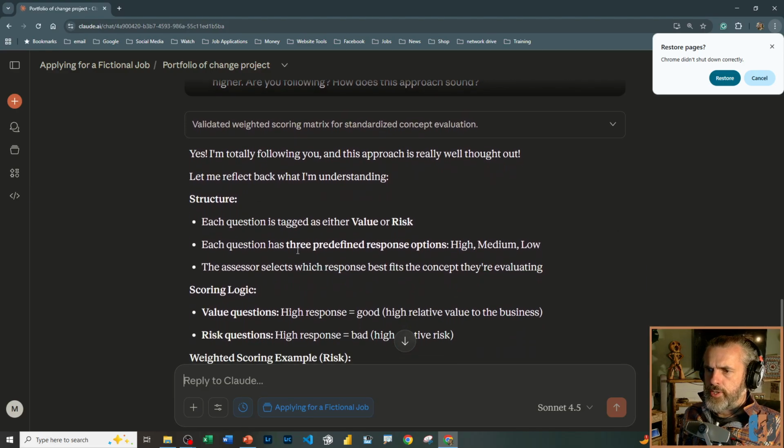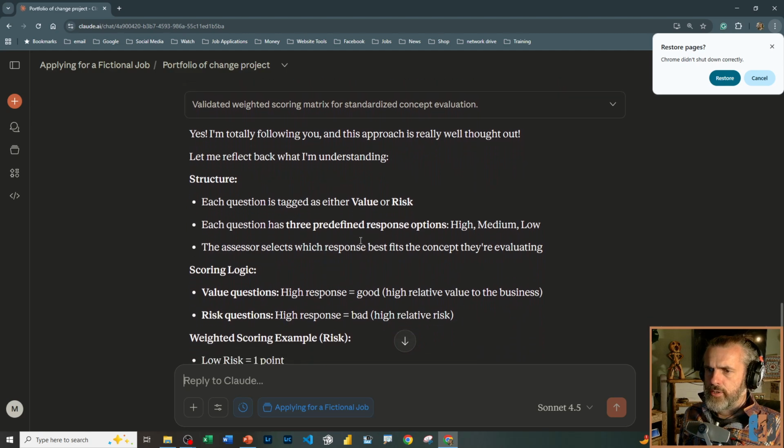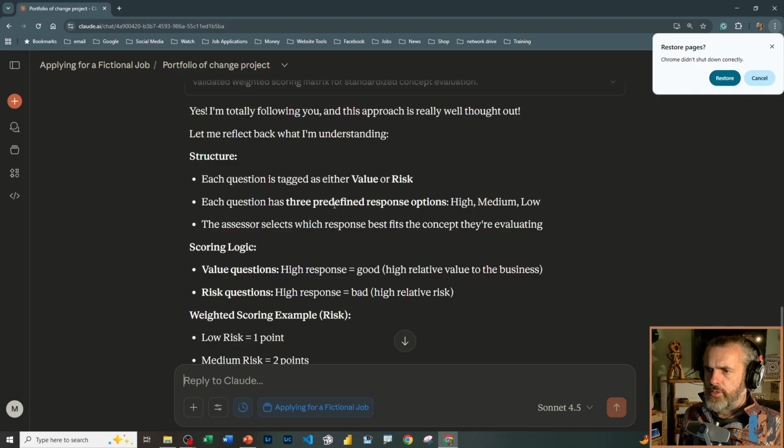The structure: each question is tagged as either value or risk. Each question has three preferred responses: high, medium, and low. Each assessor selects which response best fits the concept they're evaluating.